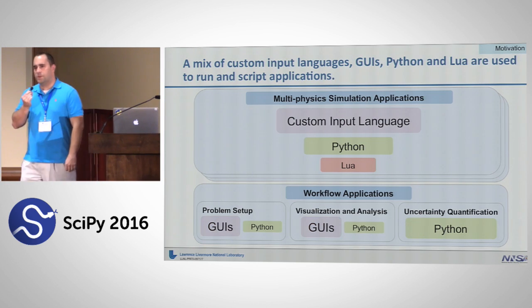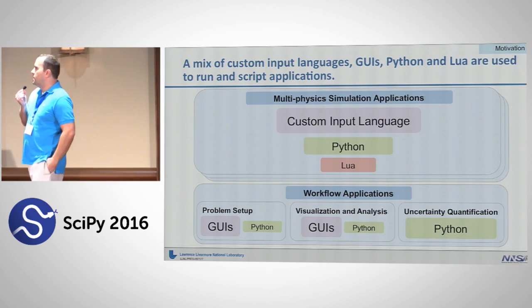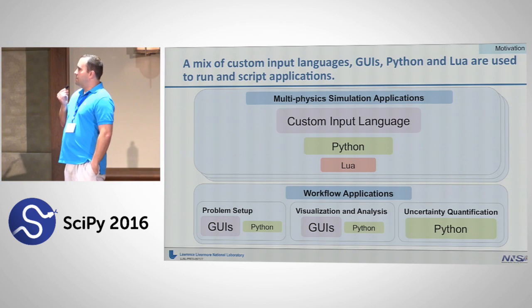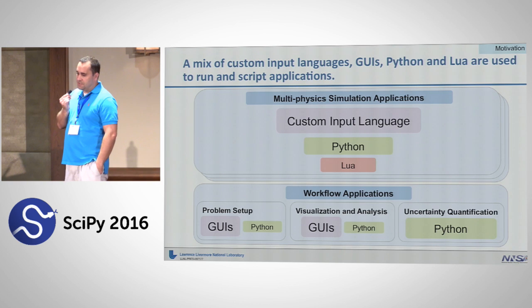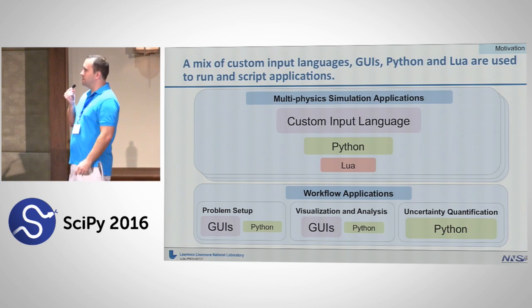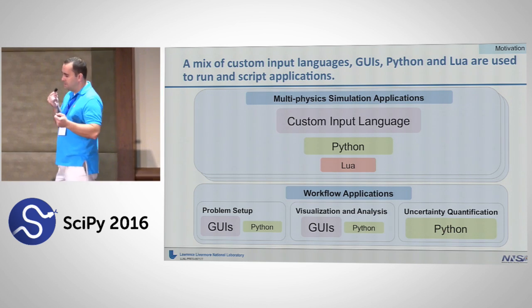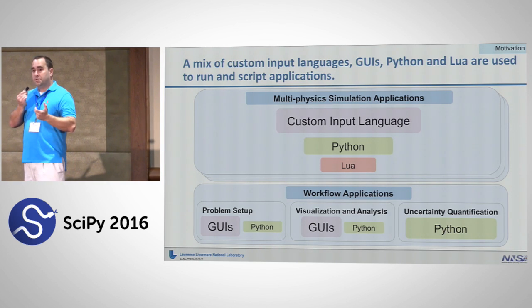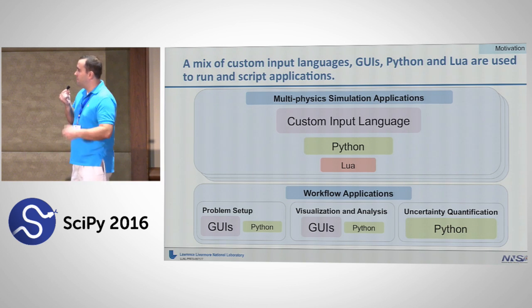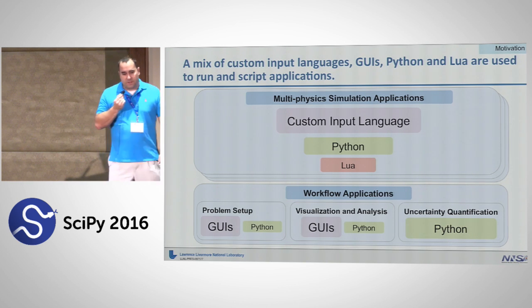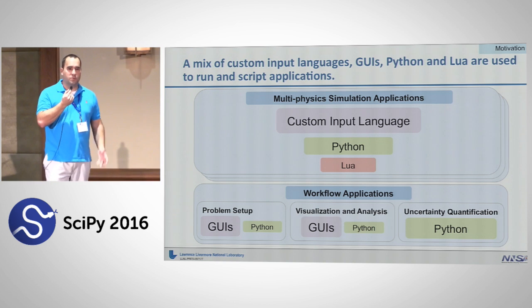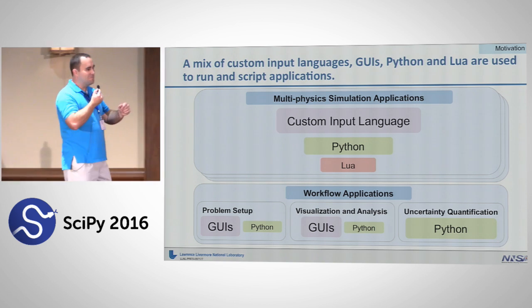And if you're a user of one of these codes, what do you see? For the physics simulation applications themselves, most of them have a custom input language. We have about 5 of these big multi-physics simulation applications. Most of them have a custom input language. There's some that use Python to drive everything, and there's a new one that uses Lua to drive everything. And from a workflow perspective, there's Python and GUIs. And of course, we love Python more than GUIs, but we won't go into that more.